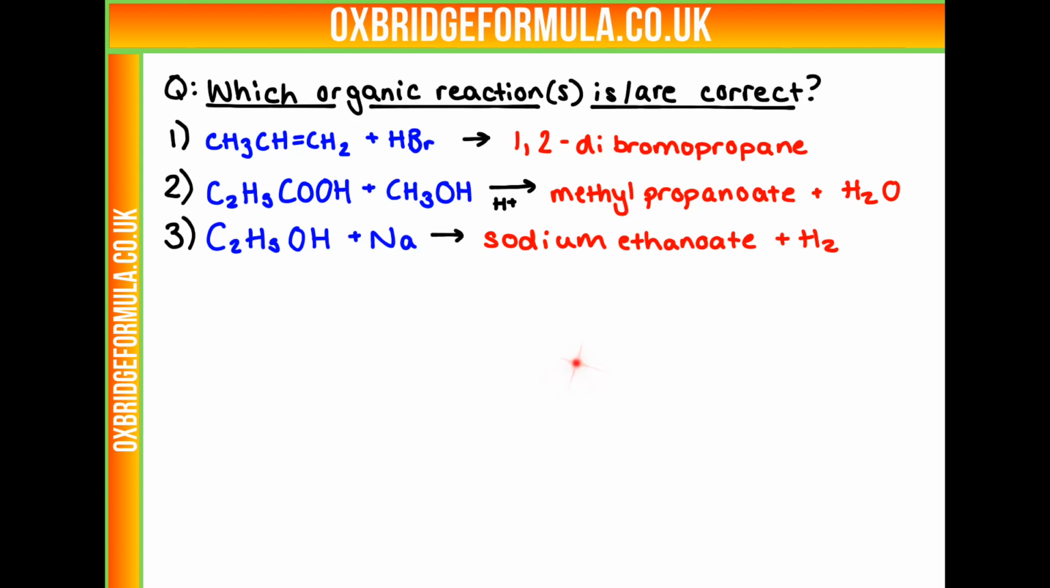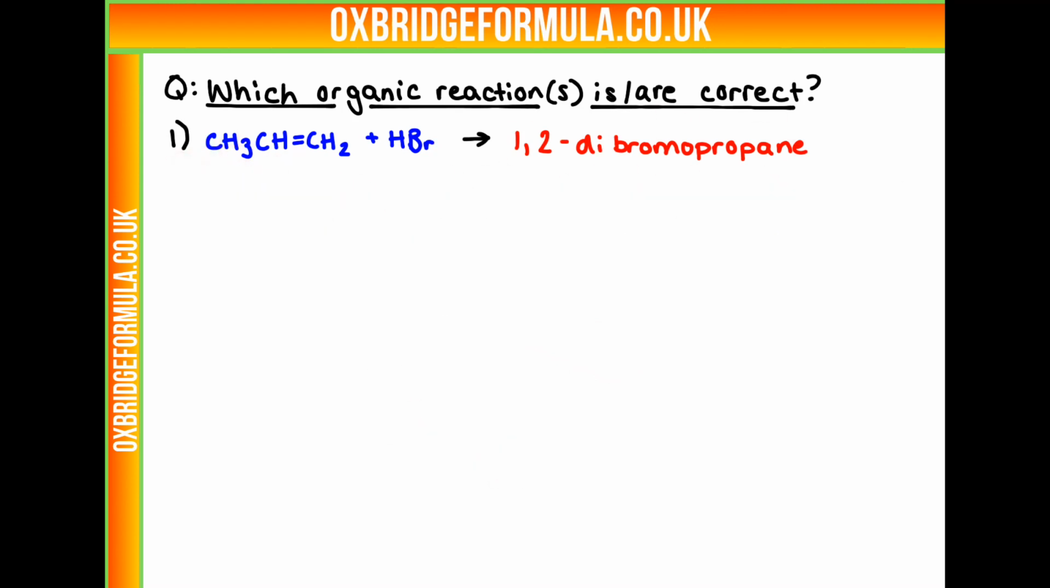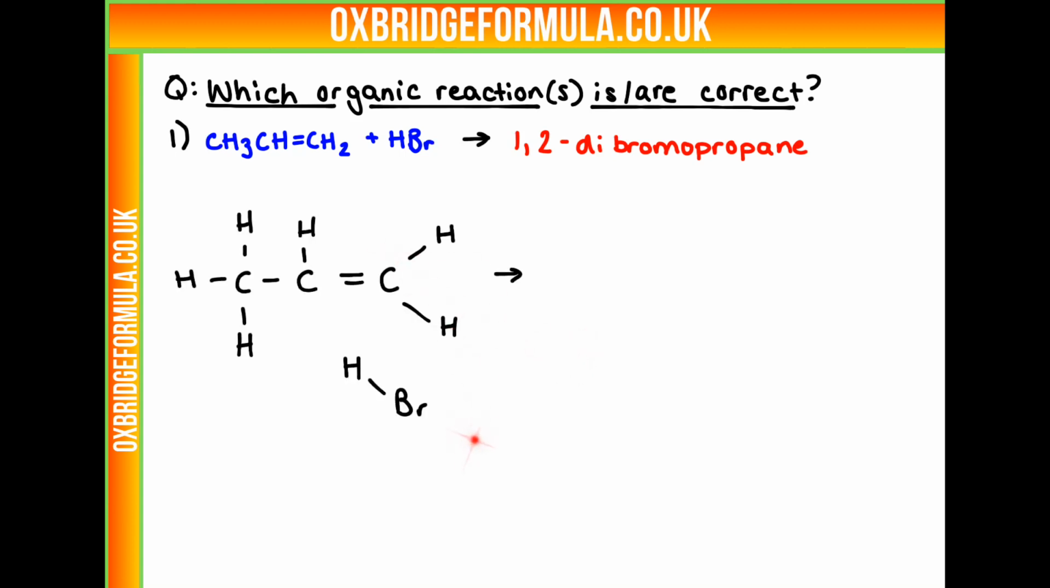So I think the best way to approach this question is just to start with each reactant, write our own mechanism and see if we get a product that matches the product we're given in the question. So let's start with our first one at the top here. In this reaction, we have an alkene molecule reacting with hydrogen bromide. So let's draw out our molecules. These are our 2 reactants.